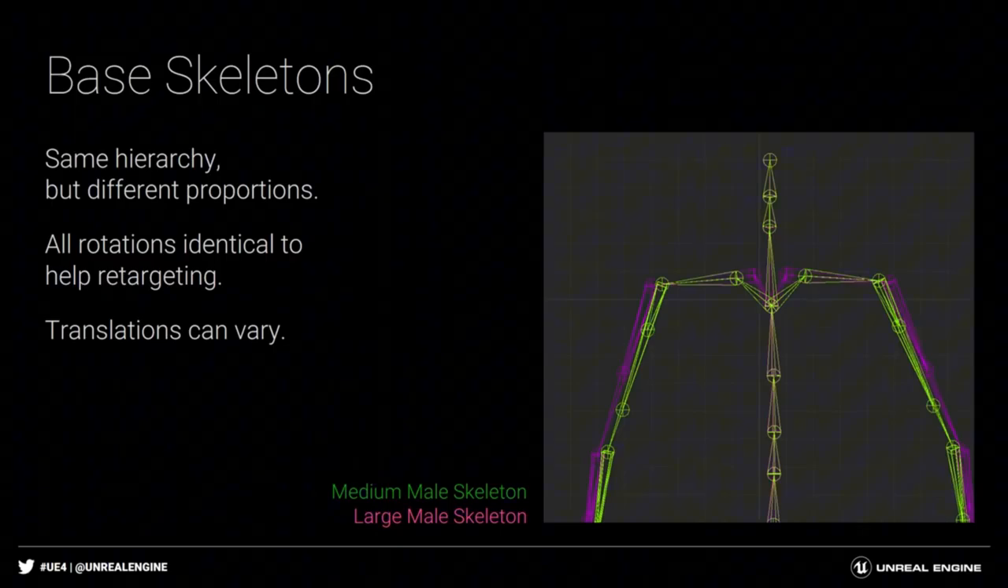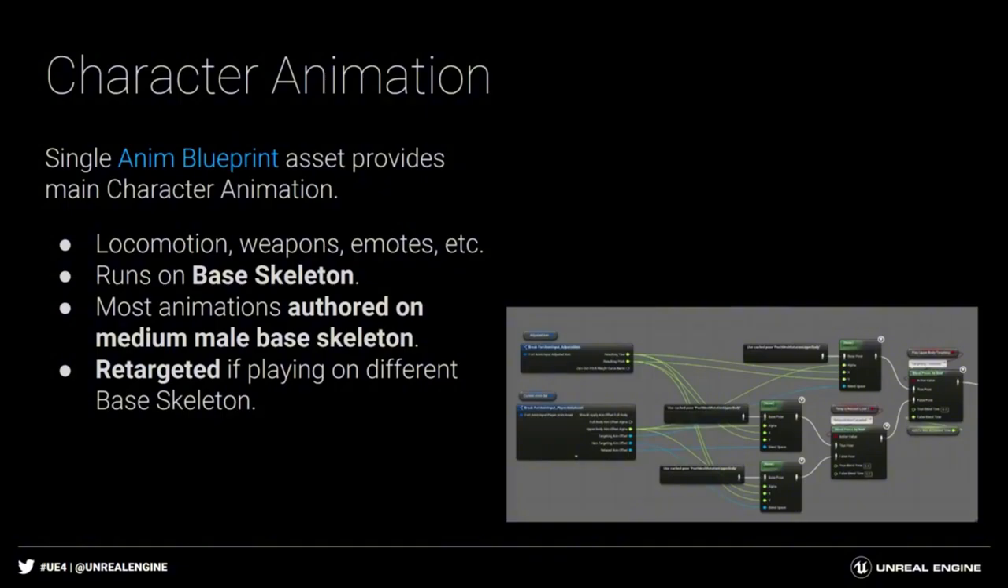So now we have a mesh, now we have a skeleton, so now we need to animate it. So our basic character animation is driven by a single animation blueprint that's run on this base skeleton. And when I'm talking about basic character animation, it's locomotion, using weapons, or playing emotes. And in our case, most of the animations are actually authored on the medium-sized base skeleton. And then at runtime, we actually retarget it whenever this animation blueprint is used on a different skeleton to which the animation was authored on.